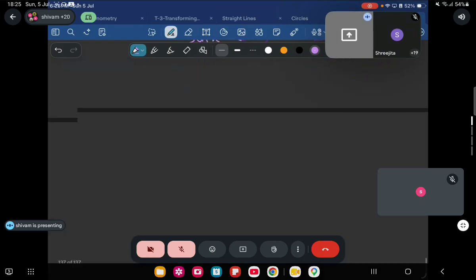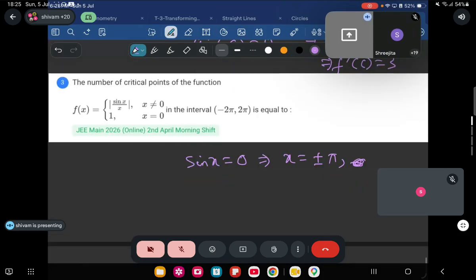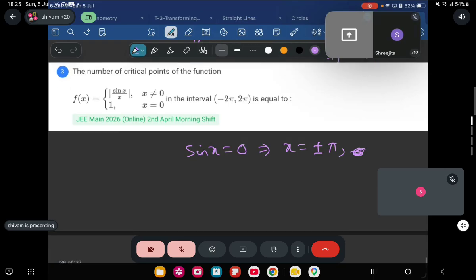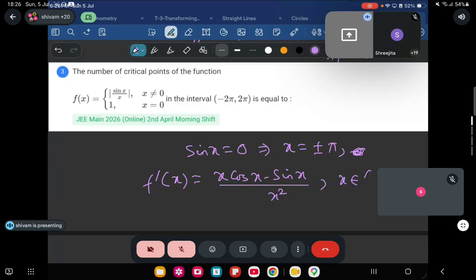F dash x equal to 0, right? Is the function continuous? The function is continuous, right? Limit x tends to 0 will be 1, yes, the function is continuous. What is f dash x? I'm just checking for the right hand side, 0 to 2 pi. F dash x will be equal to x cos x minus sin x upon x square. Remember, x is not equal to 0 and x belongs to (0, 2 pi).